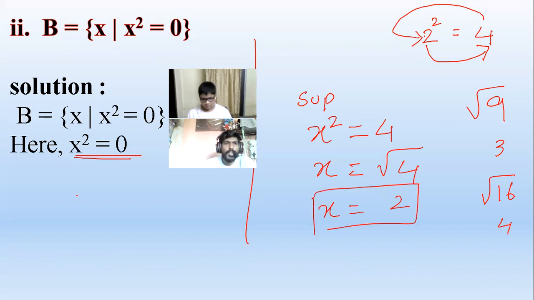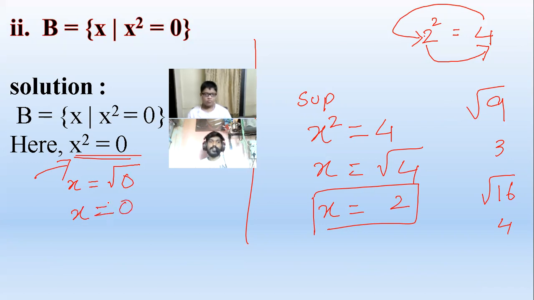You took the square root. Do the exact same thing here. So x will be the answer. What is the square root of 0? It would be 0 itself. So the value of x is 0. Okay, so is it empty? You're getting the value for x as 0. Is the set empty? No, it is not empty. Good.